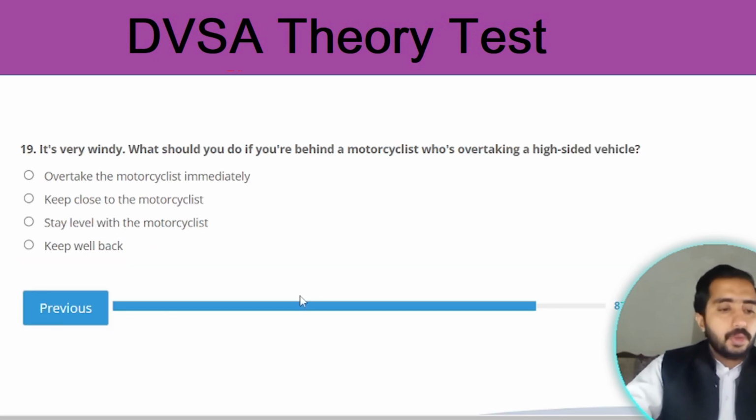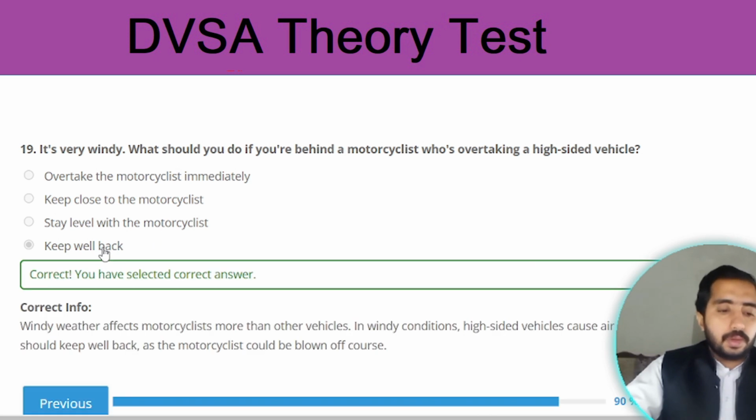Next. The weather is very windy. What should you do if you are behind a motorcyclist who is overtaking a high-sided vehicle? You need to stay level with the motorcyclist. Keep well back. The correct answer is keep well back. Option D is the correct one.